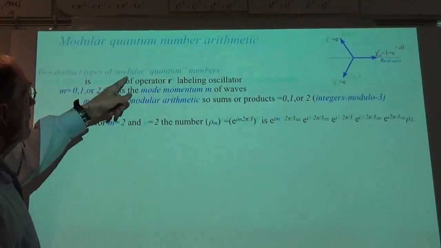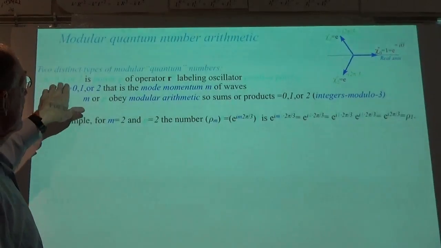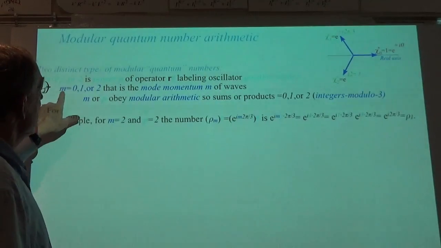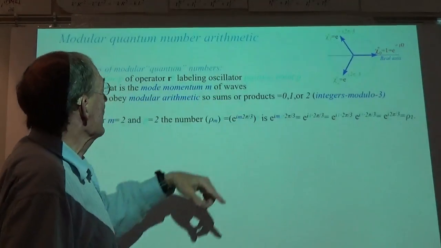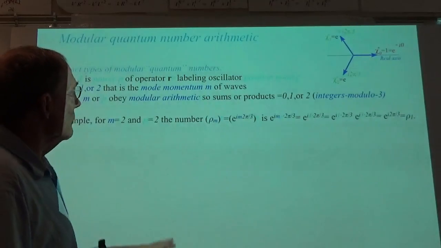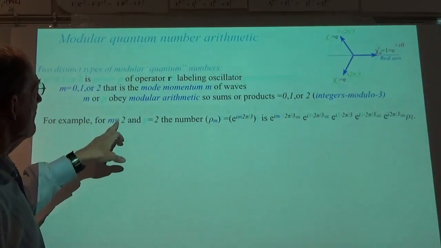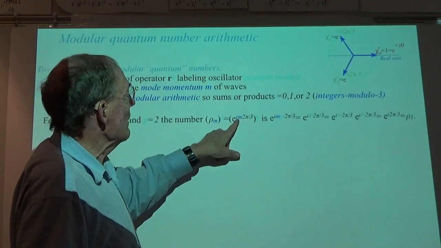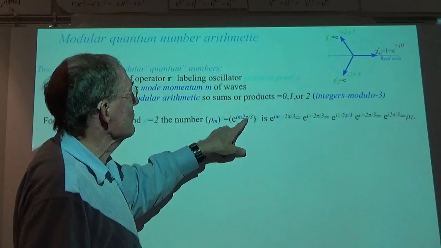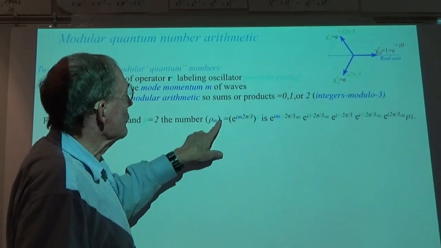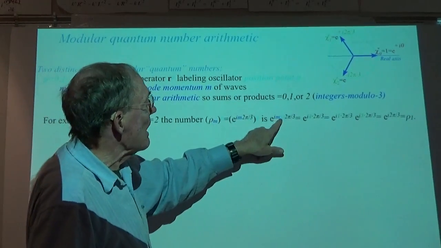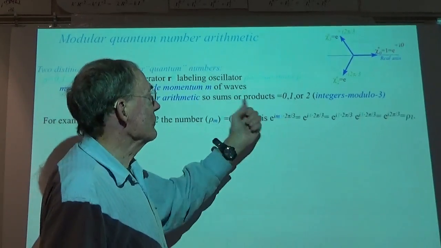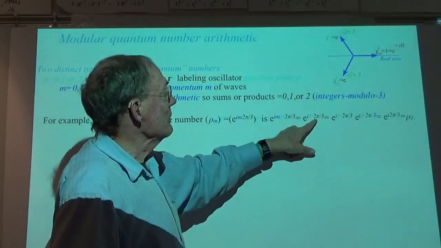Okay, so two distinct types of modular quantum numbers, as I said, are the position p's, points, powers, and the magnetic mode momentum m's, and both obey modular arithmetic. Let's just go through a few examples. M equal 2, P equal 2. Okay, this is an example. So I have this thing here, e to the I m times 2 pi over 3, that's pm, to the pth power. That makes me a product, mp times 2 pi over 3. If they're both 2, I got 4 times 2 pi over 3.